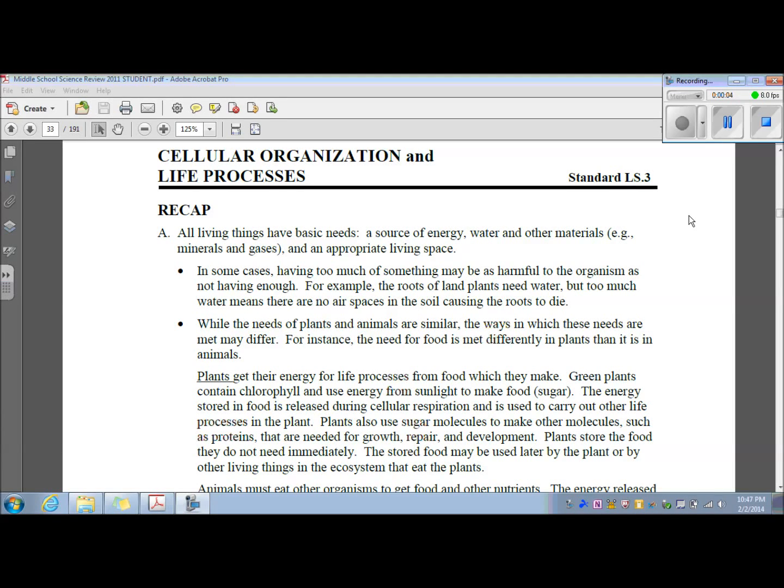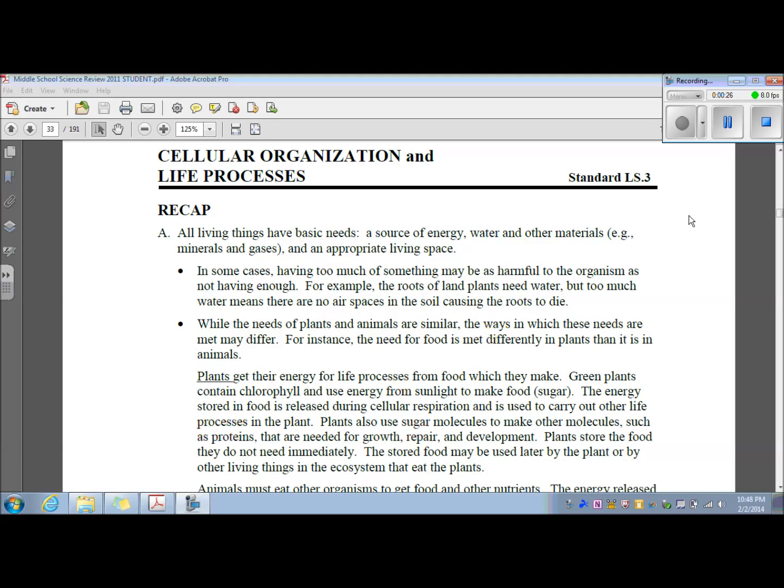Cellular Organization and Life Processes, page 23. Recap, Section A. All living things have basic needs: a source of energy, water, and other materials such as minerals and gases, and an appropriate living space. In some cases, having too much of something may be as harmful to the organism as not having enough.